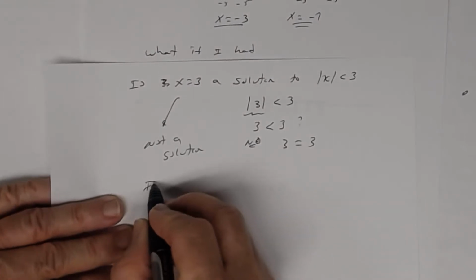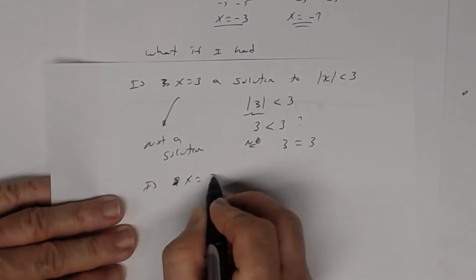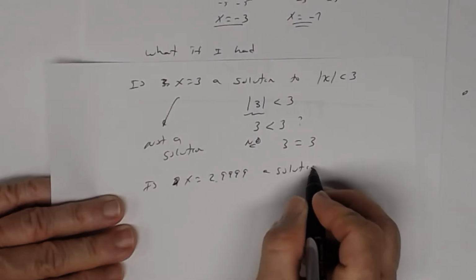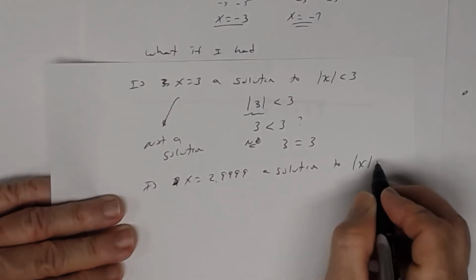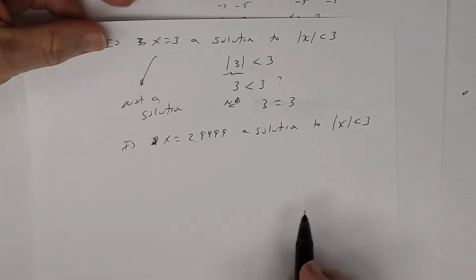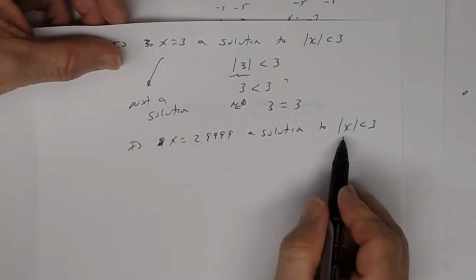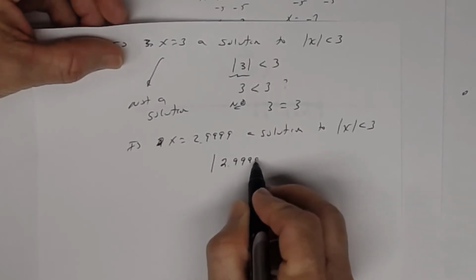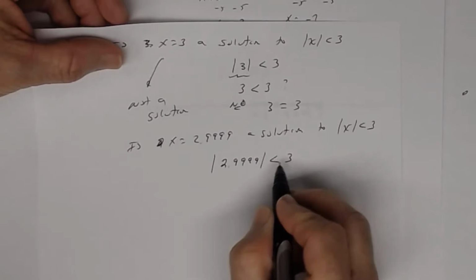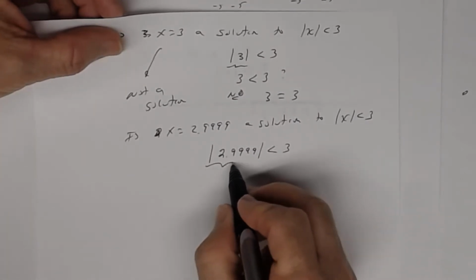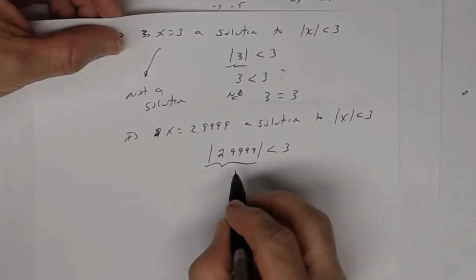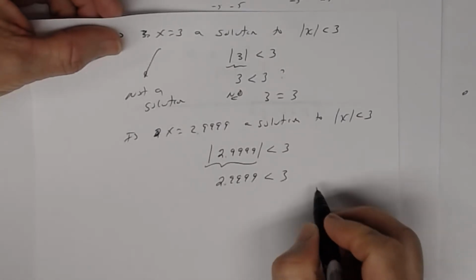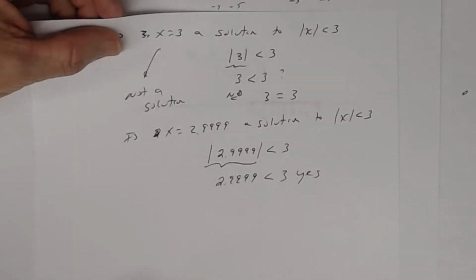So for example, I put up to 3, right? So the question is, is x equal to 2.9999 a solution to the absolute value of x is less than 3? Is it? If I substitute this into here, what do we get? The absolute value of 2.9999, and you're asking is that less than 3? What's the absolute value of 2.9999? And is that a true statement? The answer is yes. So that's a solution.